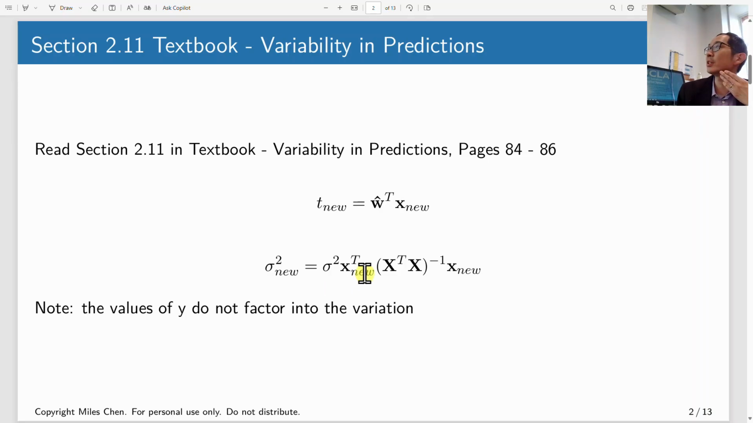But interestingly enough, the rest only depends on what our x values are, okay? And the actual values in y or t or whatever, that actually doesn't play a role. And so I wanted to take a closer look at this.